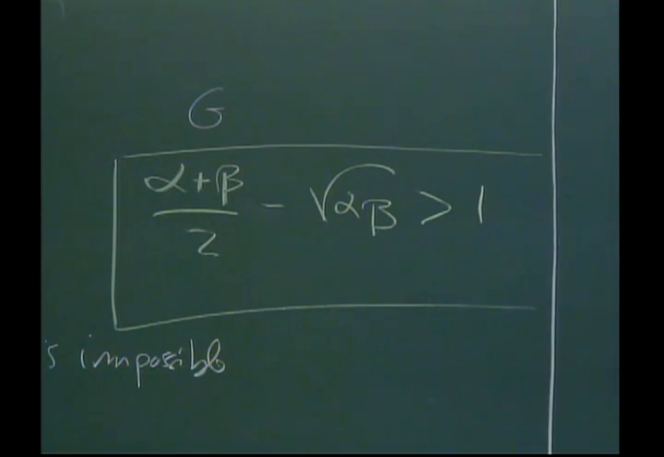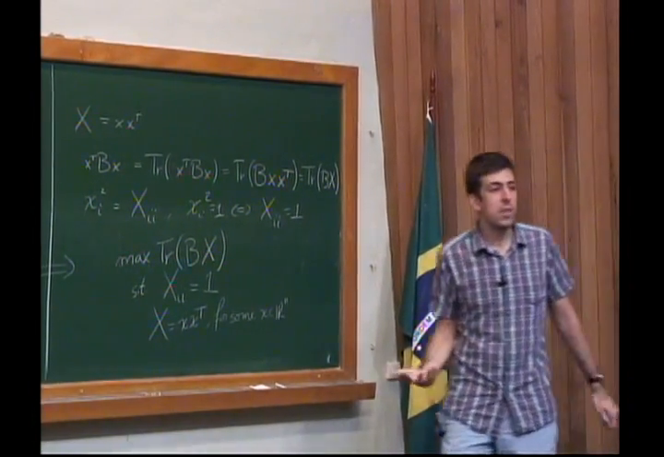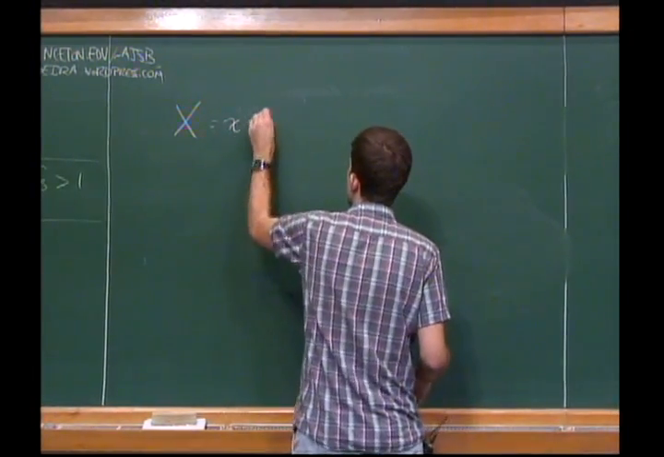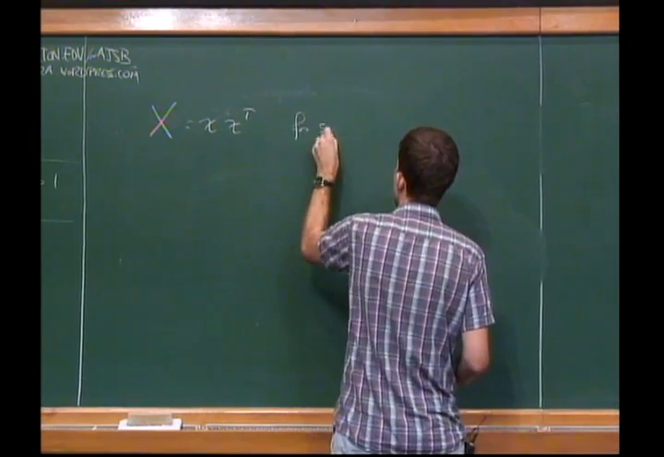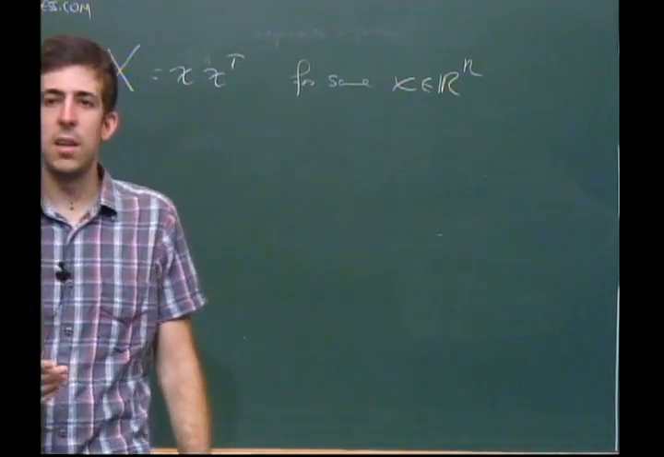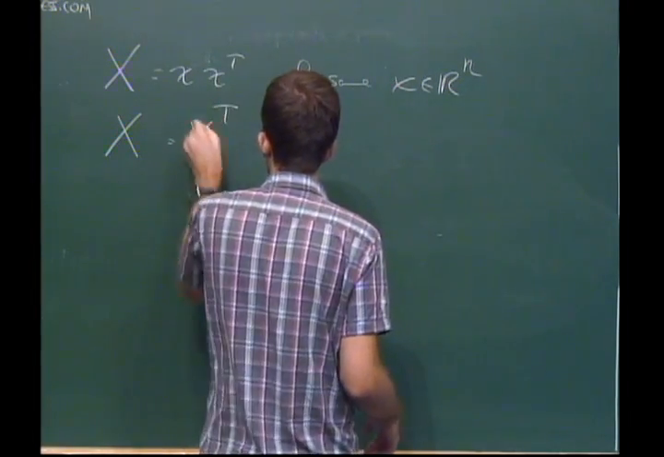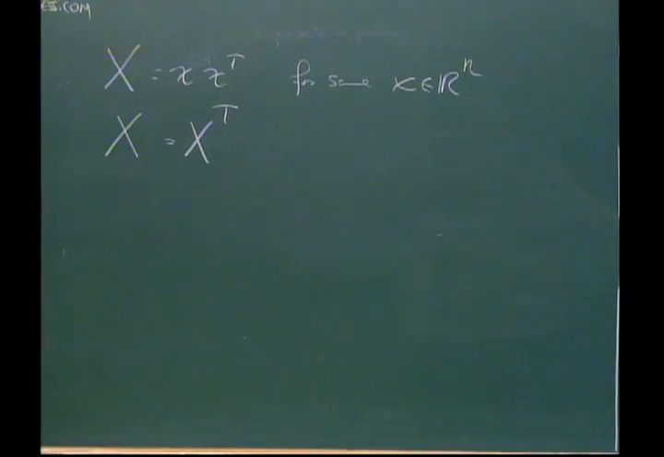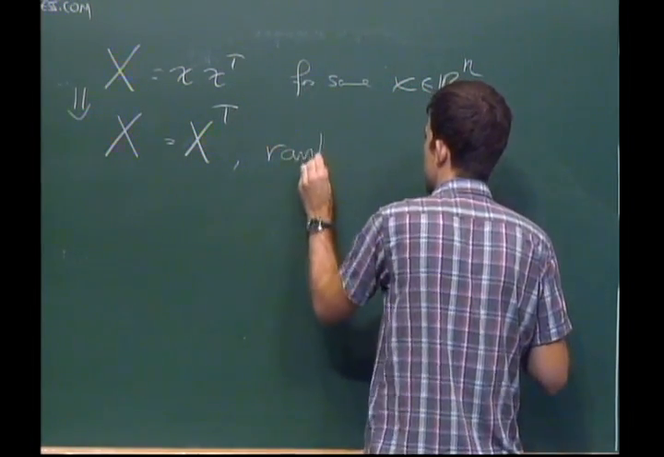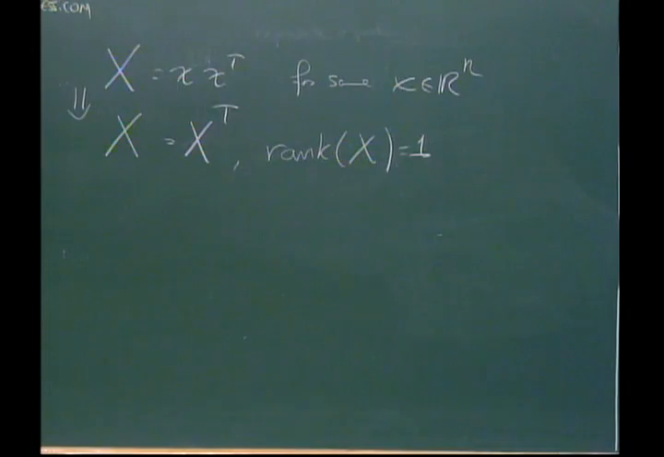Okay, so how can I rewrite this? It looks messy, right? So I want my big X to be of the form x x transpose. What do I know about this big X? Well, it needs to be symmetric, it needs to be of rank 1, and its eigenvalues need to be non-negative.